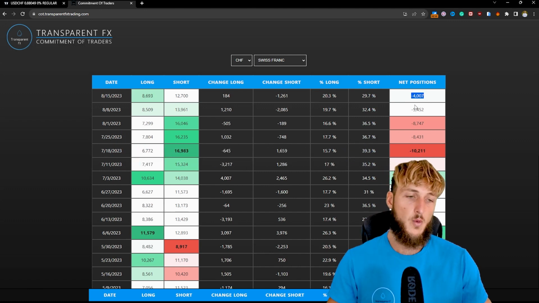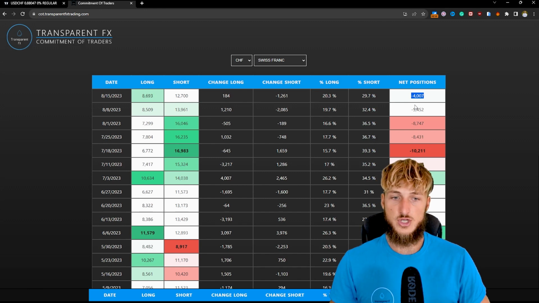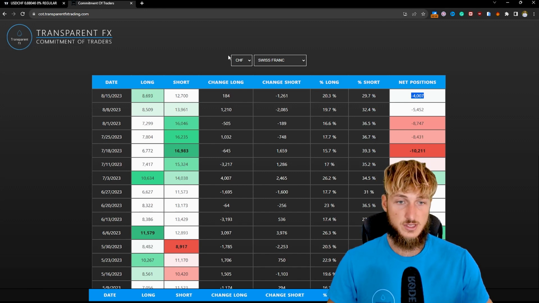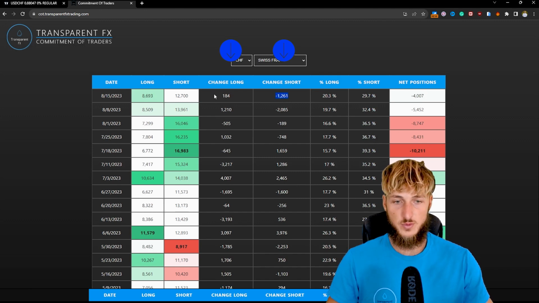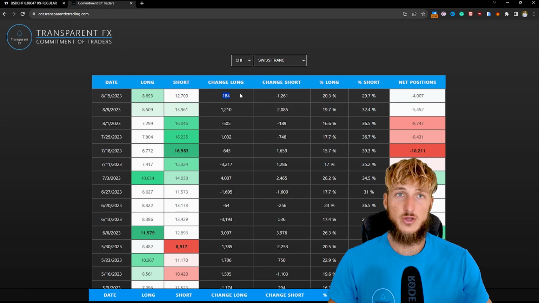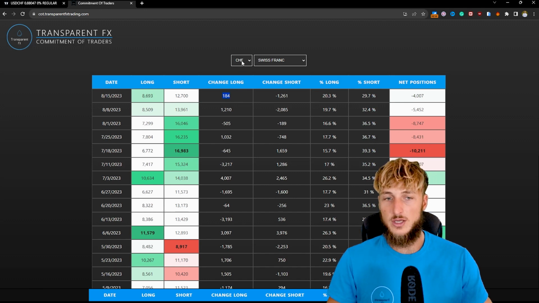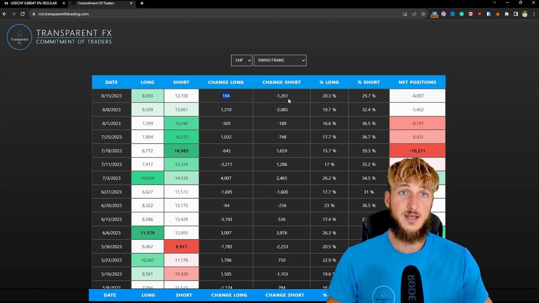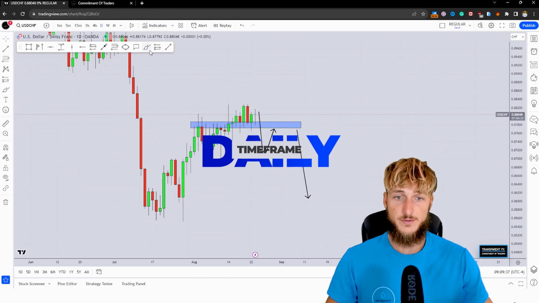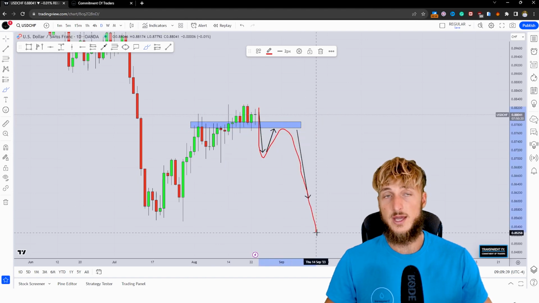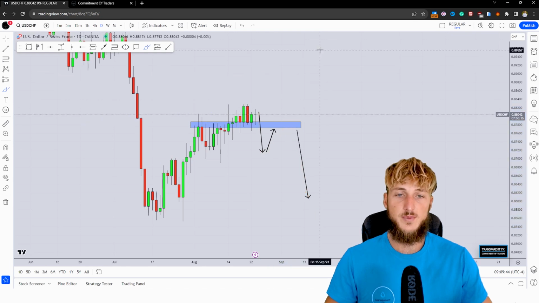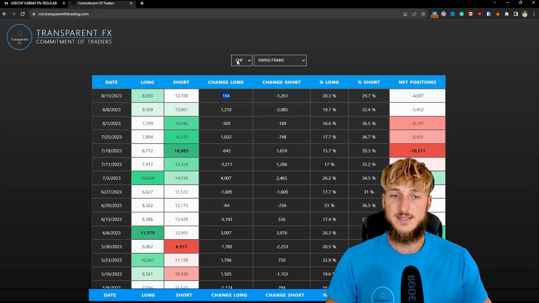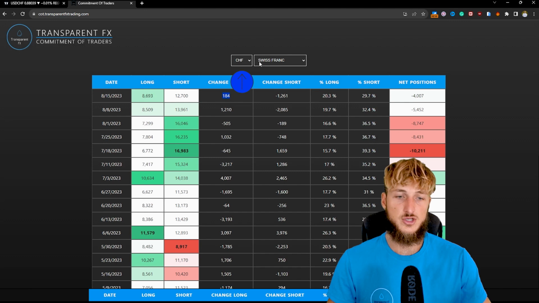This shows how institutions are moving their positioning back to the bullish side of the CHF, with 1,200 shorts getting closed with the last report and 184 longs getting opened. Now, this longing of the CHF with shorts getting closed makes the CHF stronger. And a strong CHF is exactly what we need in order to get more institutional shorting of USDCHF, because always keep in mind that when you're looking at this data, you're actually looking at CHF USD.